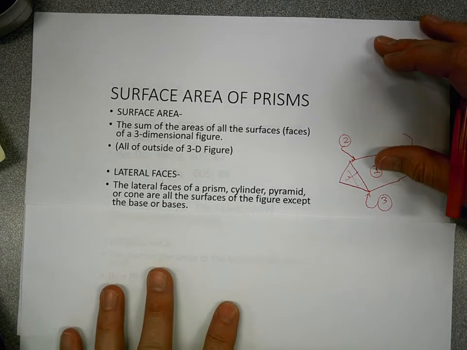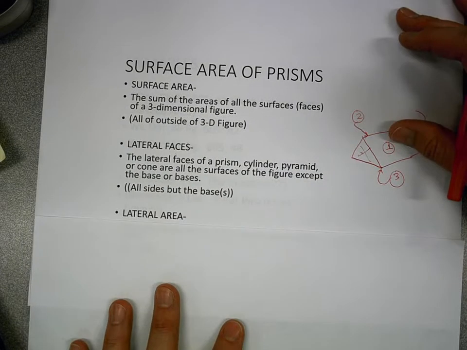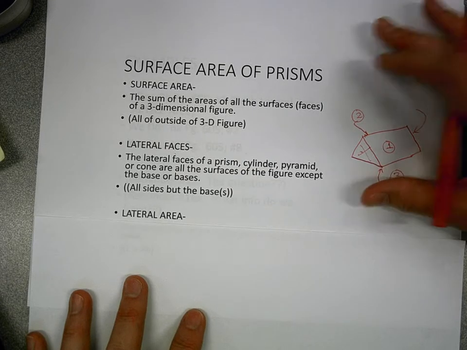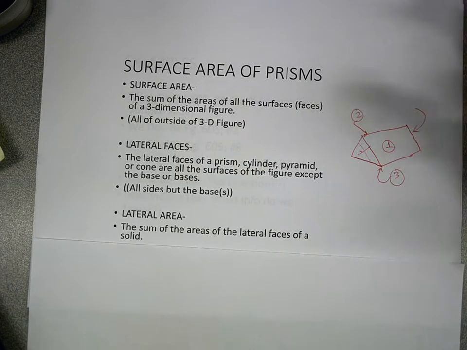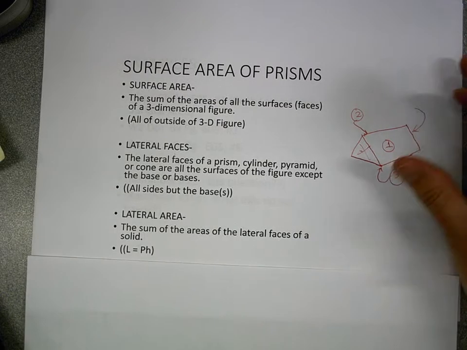Now the next word kind of goes with that. Lateral area, everyone. Lateral area. So here's what it says. It says the sum of the areas of the lateral faces of a solid. So basically what it is, it's the surface area of the lateral faces. That's what lateral area is. It's the sum of the areas of all the lateral faces of a solid. So go ahead and put that down.